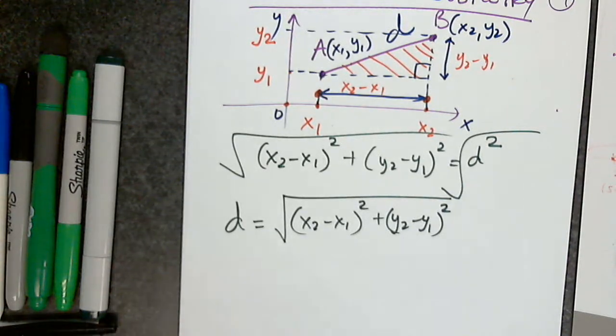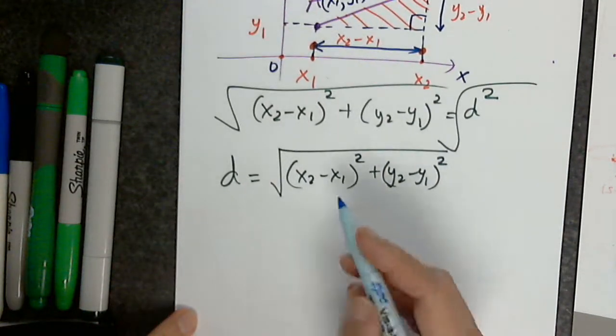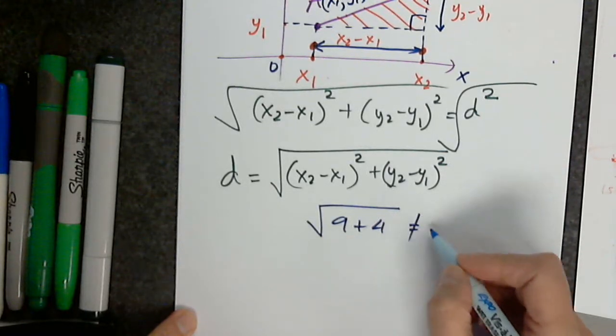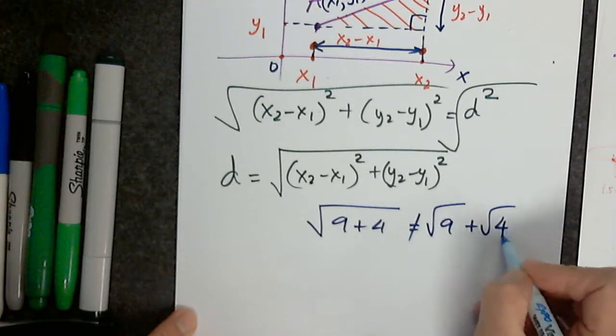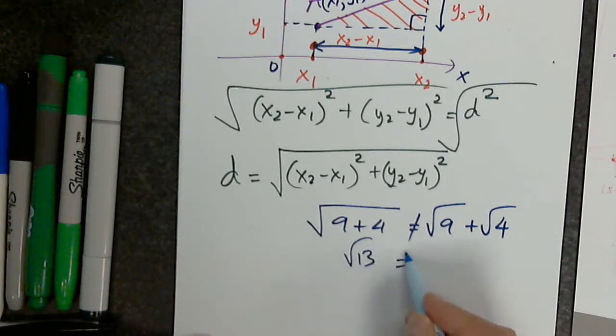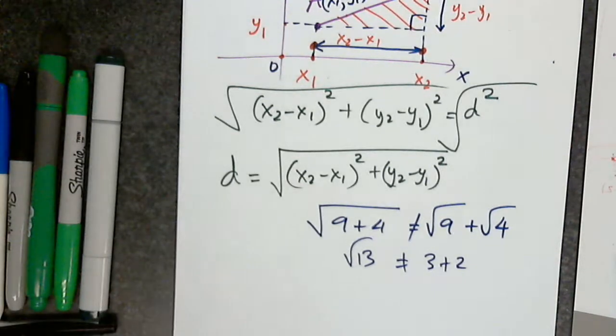Let me remind you, that's okay. We learn from our mistakes. I'm hoping that I learned from mine. So this does not equal the square root of 9 plus the square root of 4. And this is 3 plus 2. So then 3 plus 2 cannot equal the square root of 13. So the square root of 13 does not equal 3 plus 2.